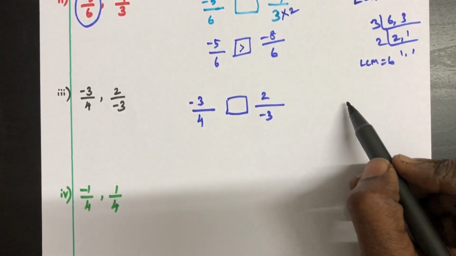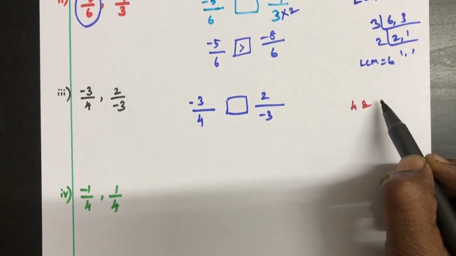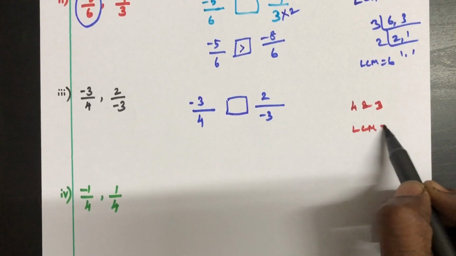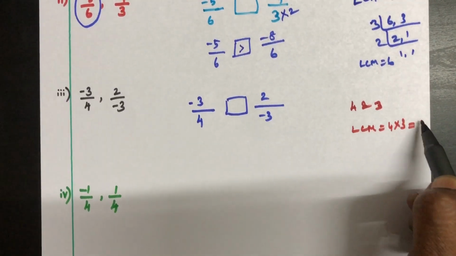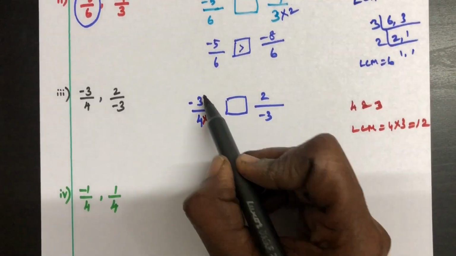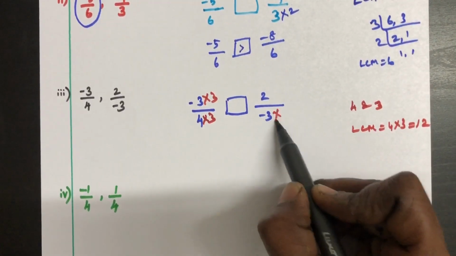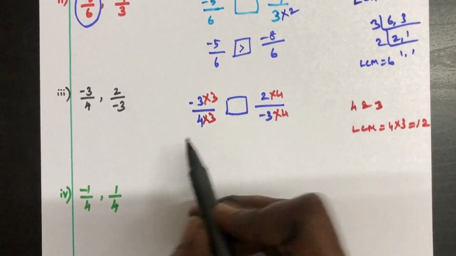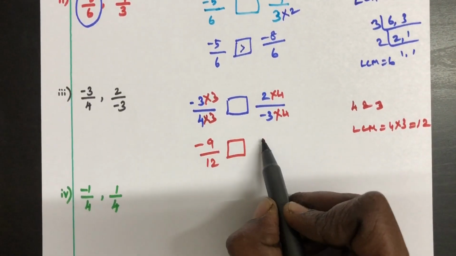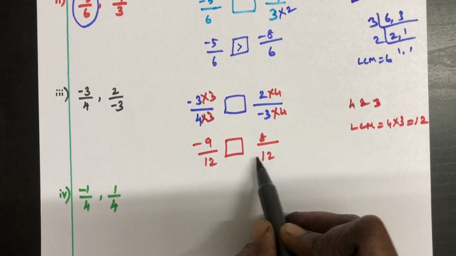The LCM of the two denominators 4 and 3: 4 and 3 have no common factor. So the LCM must be 4 into 3, which is equal to 12. Make the denominator 12. For that, multiply by 3 and multiply by 4. So this is minus 9 by 12 compared with 8 divided by 12.